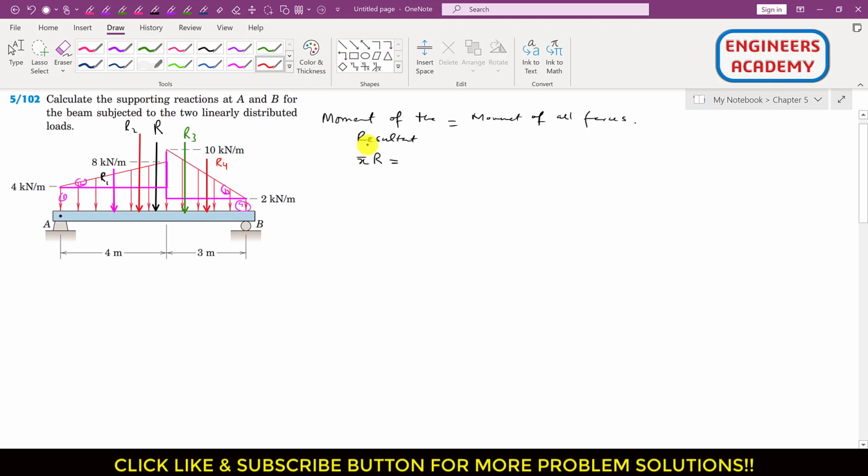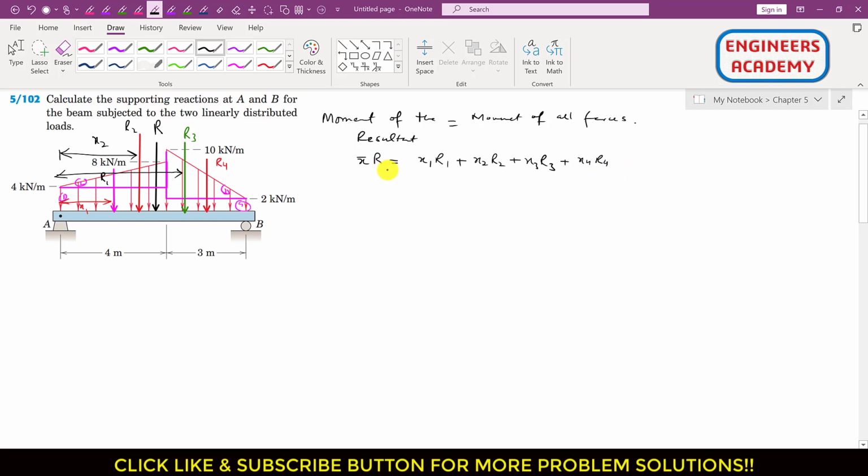So the moment of the resultant will be equal to the summation of the moments of R1, R2, R3 and R4. Let's say R1 is at a distance of x1, R2 is at a distance of x2 from point A, R3 is at a distance of x3 from point A, and R4 is at a distance of x4. Then the moment produced by R1 will be x1 R1, and similarly x2 R2 plus x3 R3 plus x4 R4.